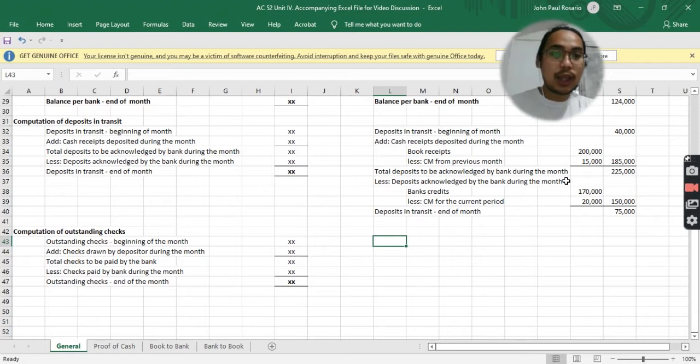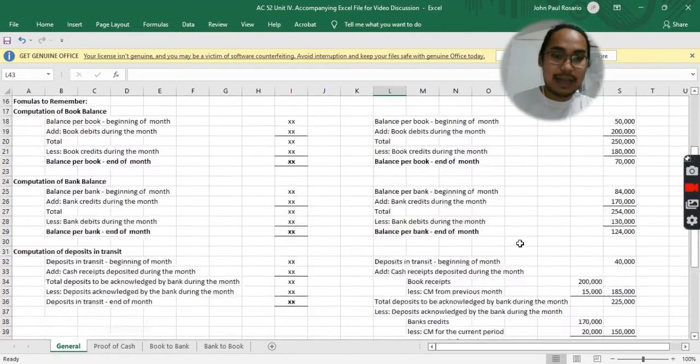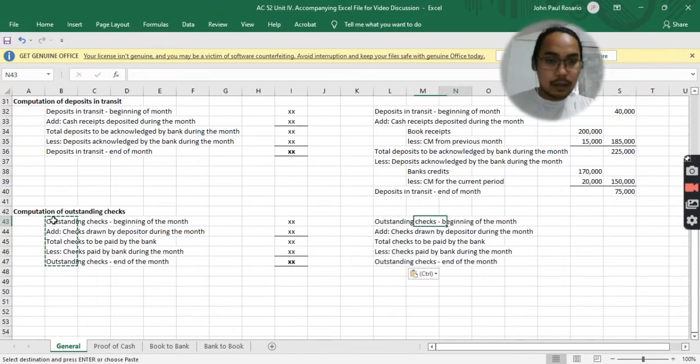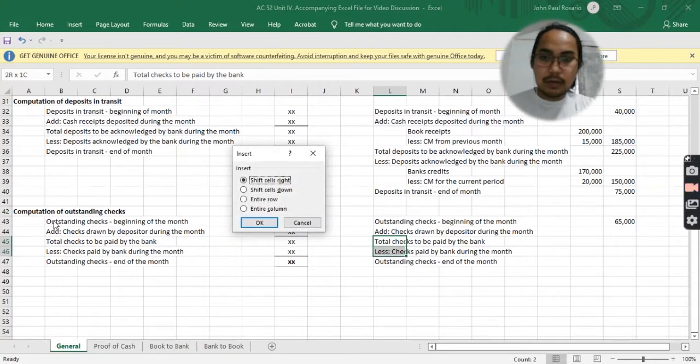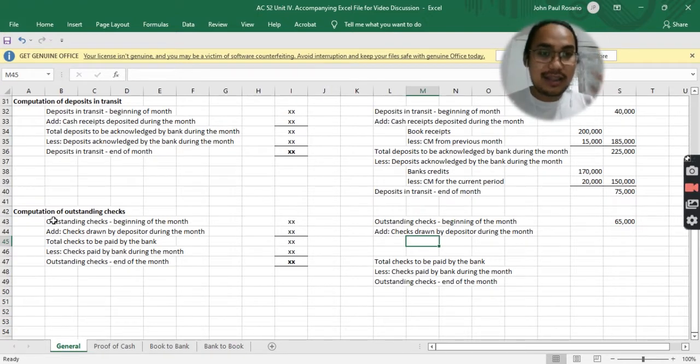Now, for your outstanding checks at the beginning of the month, based on your book it is the bank debit. So we had outstanding checks for January amounting to 65,000. Okay, so let's just copy this one here, amounting to 65,000. And then your checks drawn by the depositor during the month. It is the same, so for the outstanding checks, these are drawn by the depositor. So for this, let's add the book disbursements.